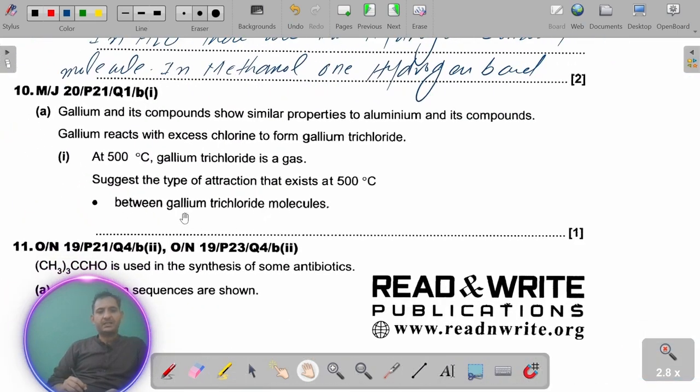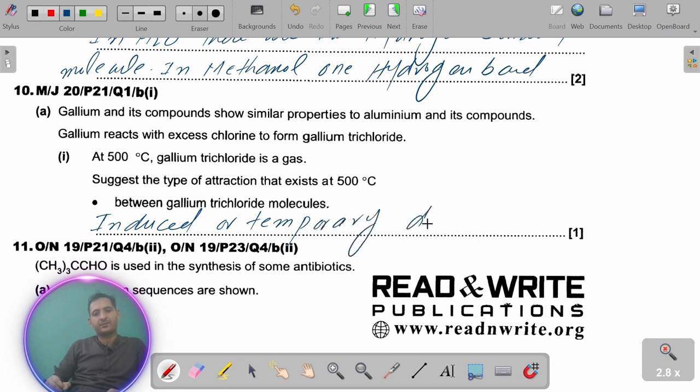Gallium trichloride molecules are in gas form at 500 degrees, and gallium has similar properties to aluminum and its compounds. The type of forces here is induced dipole, or temporary dipole forces.